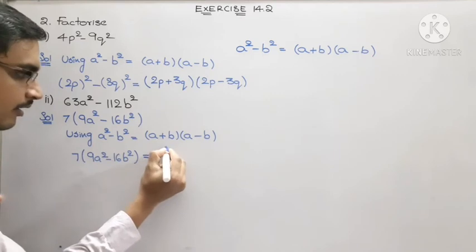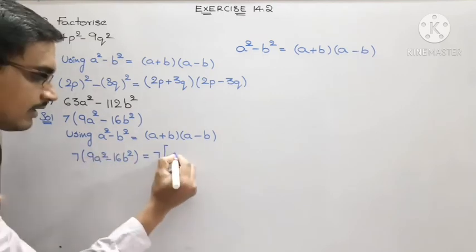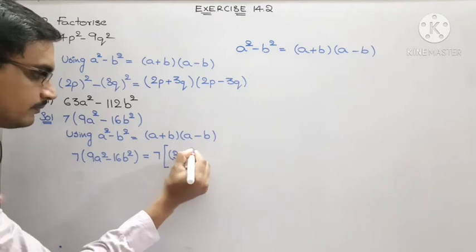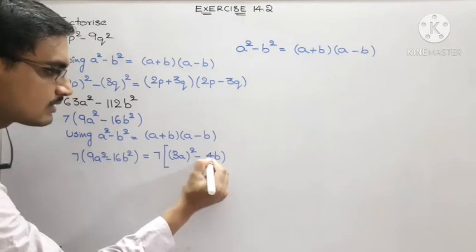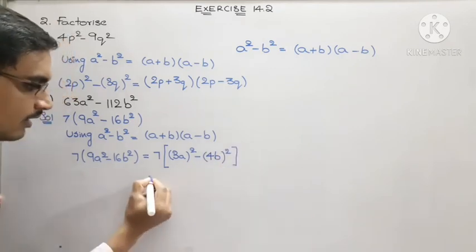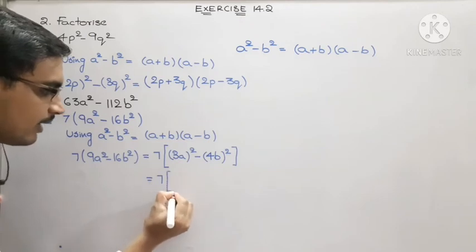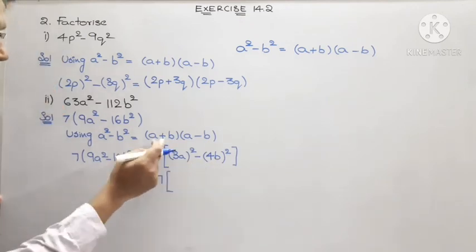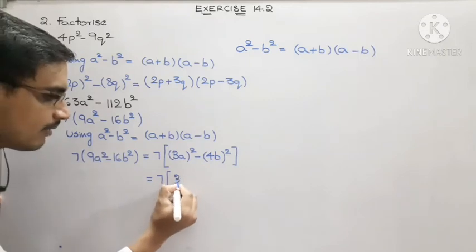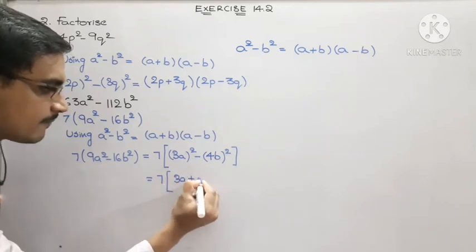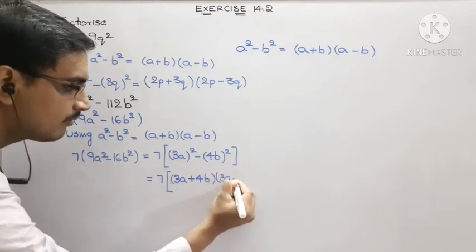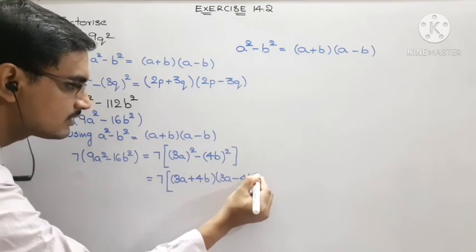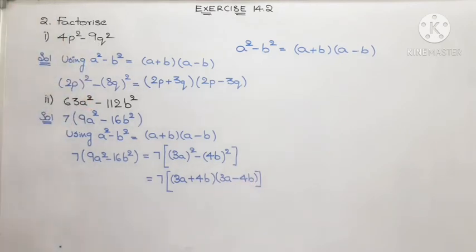So 7, 9a square we can write as 3a whole square minus 16b square we can write as 4b whole square, which is equal to 7 multiplied by a square minus b square, which is a plus b multiplied by a minus b. So we have 7 multiplied by 3a plus 4b multiplied by 3a minus 4b. Okay, so this is the way how we will execute the factorization.